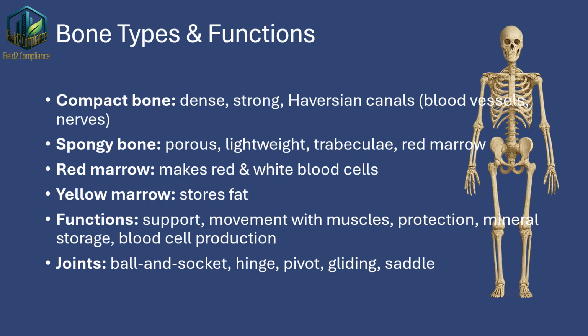Overall, the skeletal system provides structure, protects organs, anchors muscles, makes blood cells, and stores minerals like calcium. Joints like ball and socket, hinge, and pivot link bones together, allowing us to move in different ways.